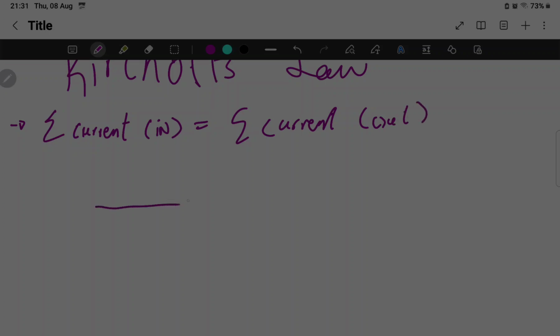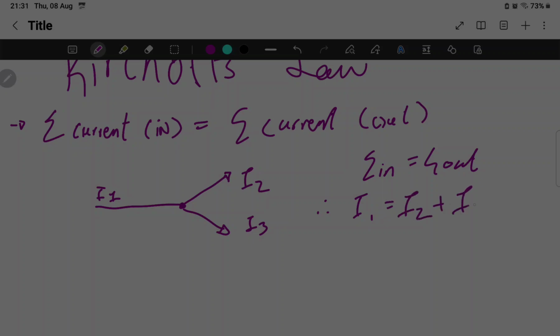For example, if we have current 1 going in and it's divided into current 2 and current 3, we can say that the sum of the current in should equal the sum of the currents out, right? And I1 would therefore equal I2 plus I3. So that's basically Kirchhoff's law. In today's class we are going to look at a couple of examples.